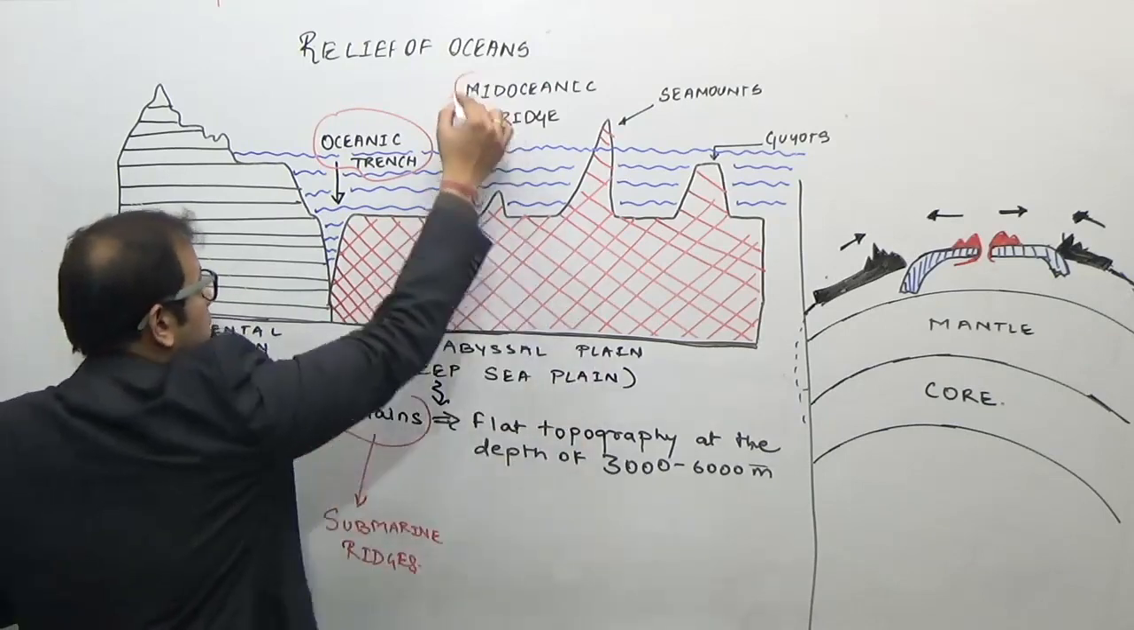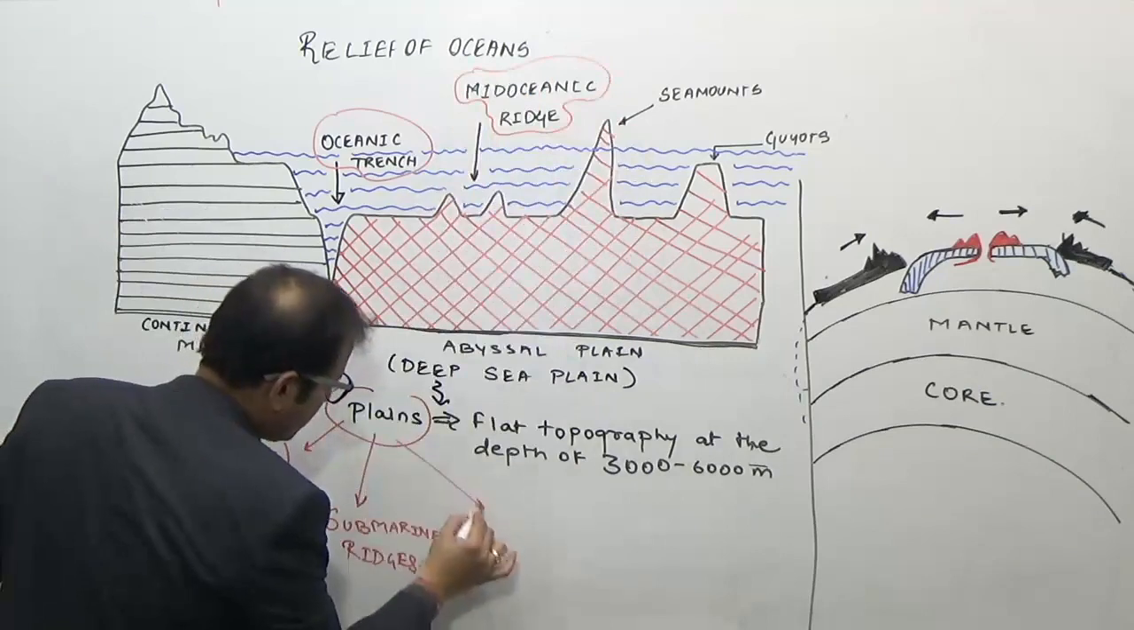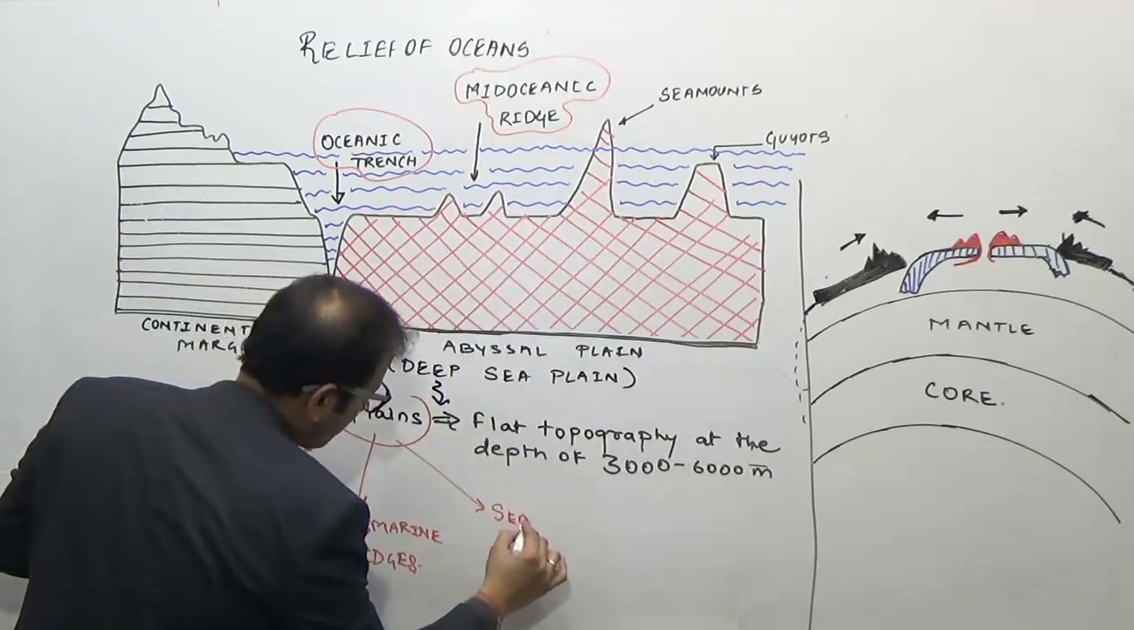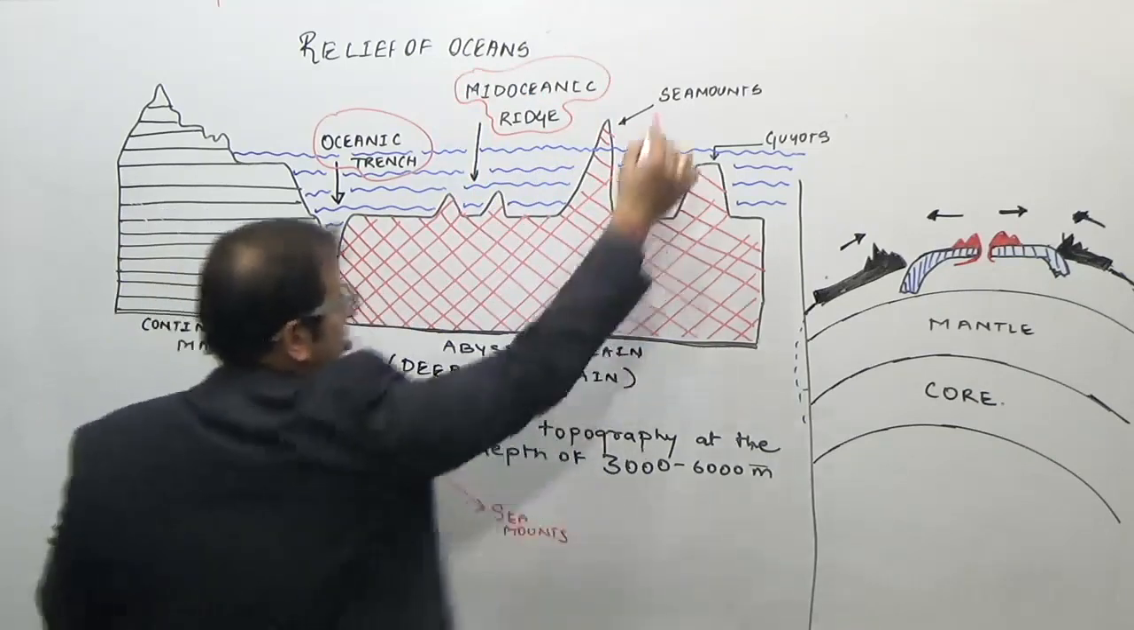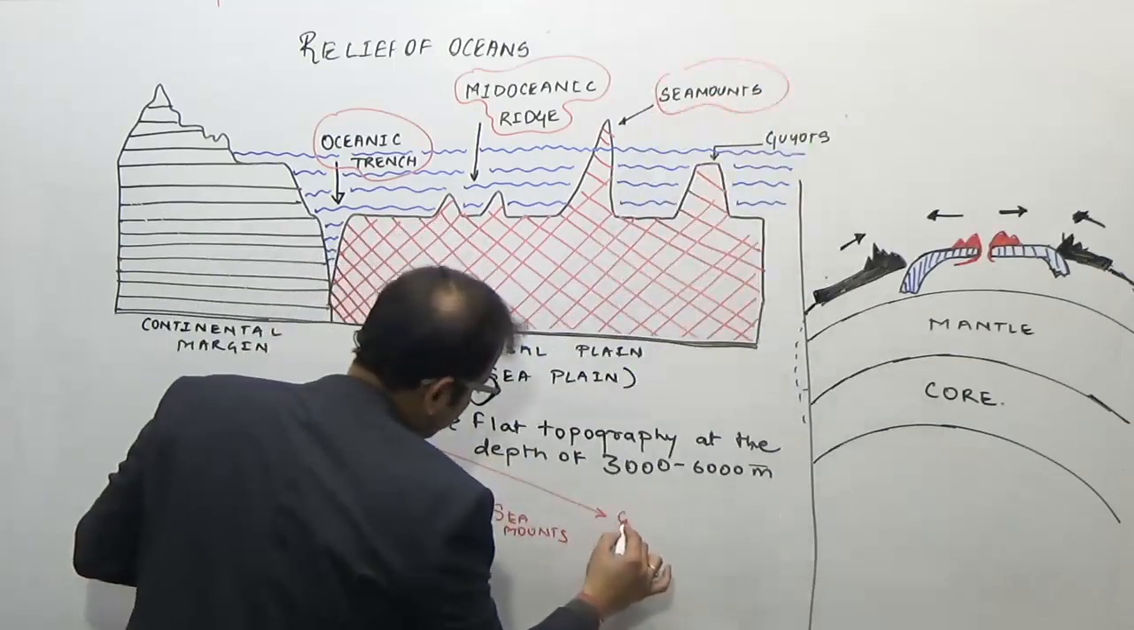Which are called mid-oceanic ridges also. They are divided into sea mounts. And further they are divided into guyots.